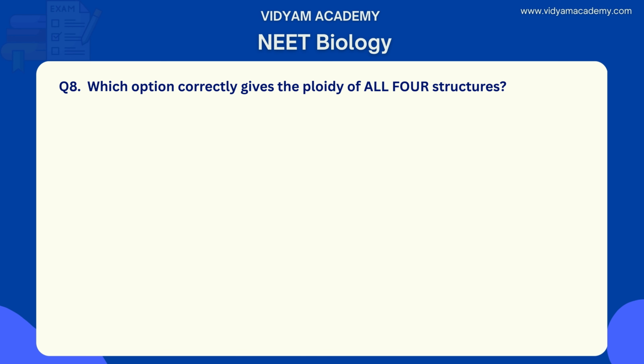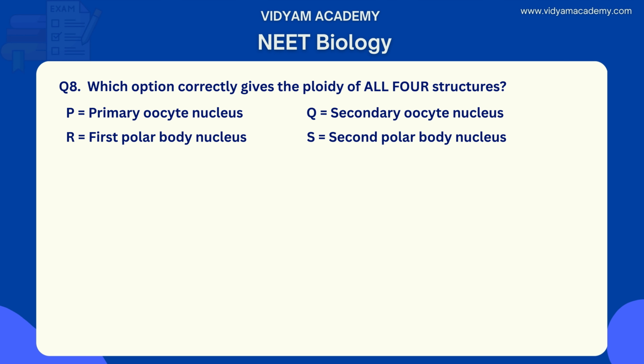Which option correctly gives the ploidy of all four structures? P, primary oocyte nucleus, Q, secondary oocyte nucleus, R, first polar body nucleus, and S, second polar body nucleus. Option A.